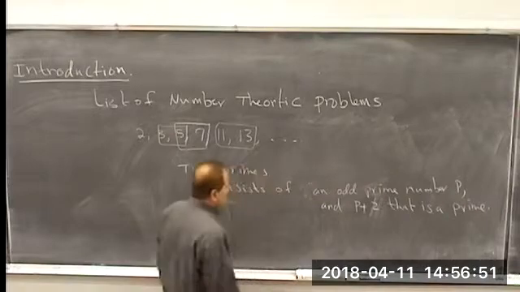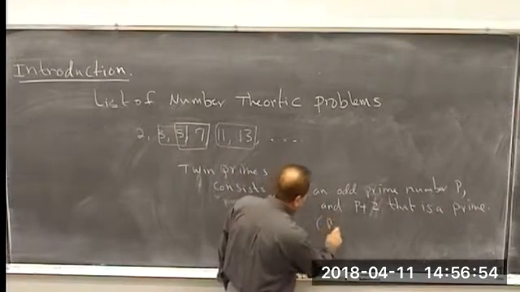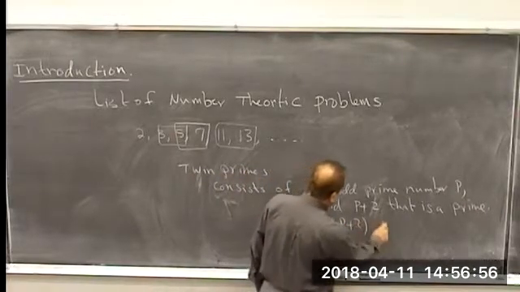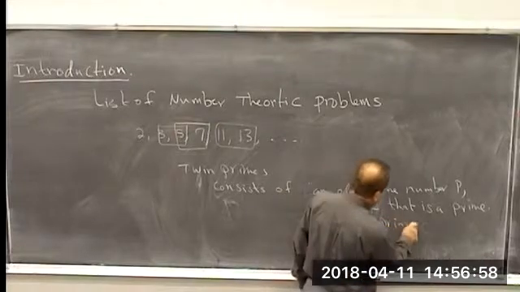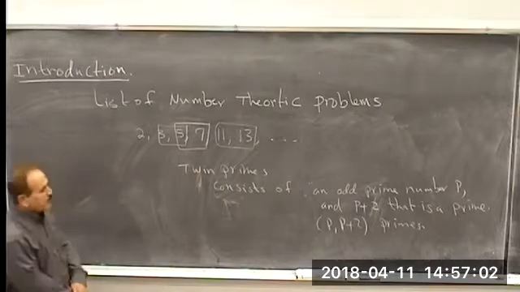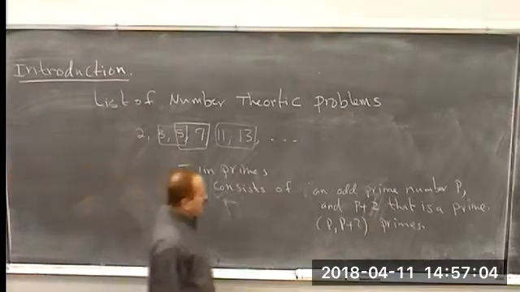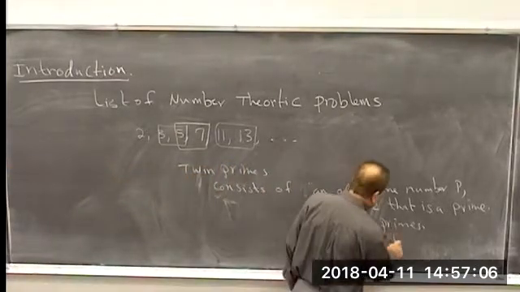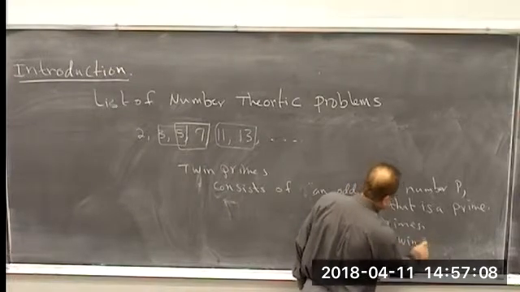Two such numbers, P and P plus 2, that are both primes, we call such two primes twin primes. So these are called twin primes.